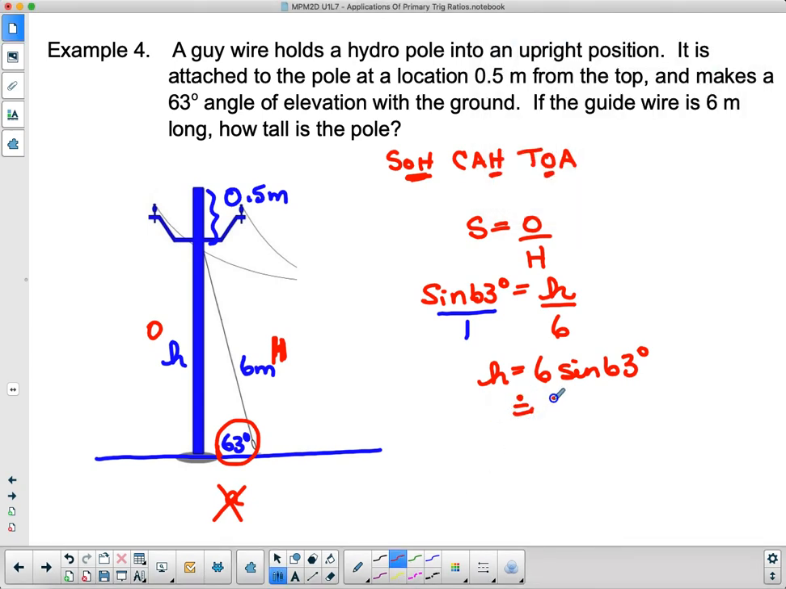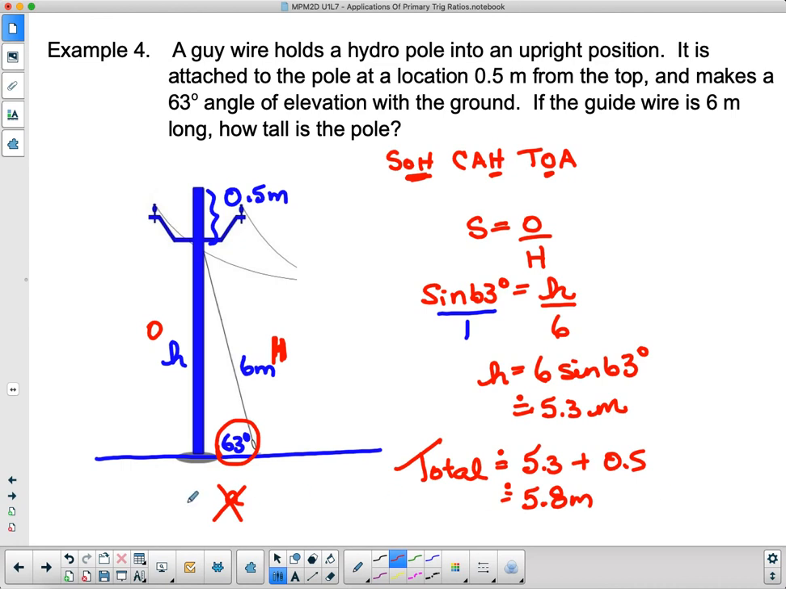And that is approximate. So 5.3 meters, but that's not the total because we still have this little bit at the top where the guy wire was attached to the top of the pole. So we're going to do the 5.3 that we've calculated plus the 0.5, which is 5.8 meters.